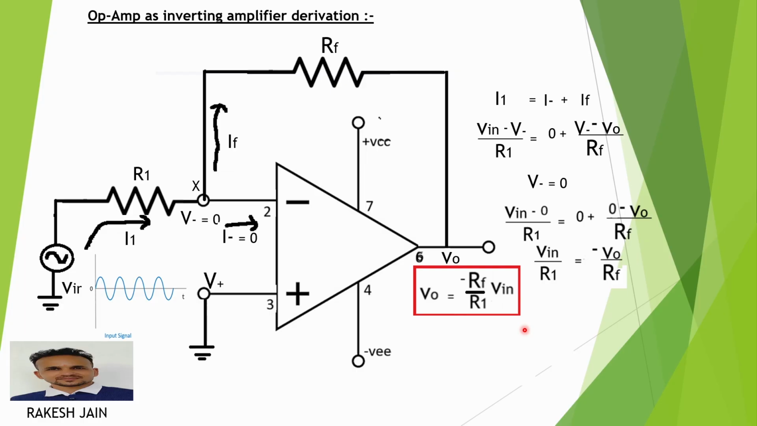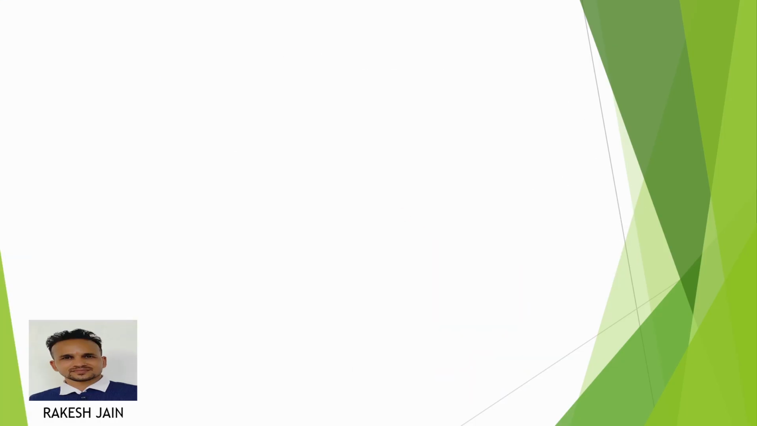So if I provide a sinusoidal input at the input here, then I will find the output in amplified form, but with a 180-degree phase shift. So this one is my final formula for the inverting amplifier.